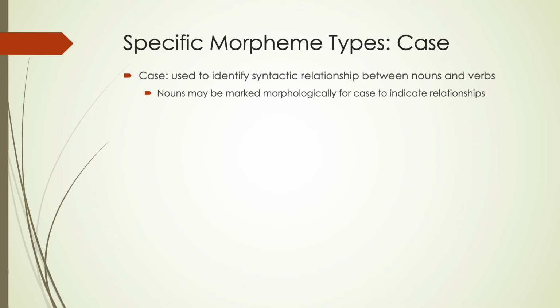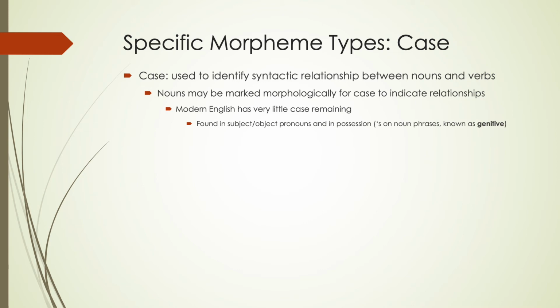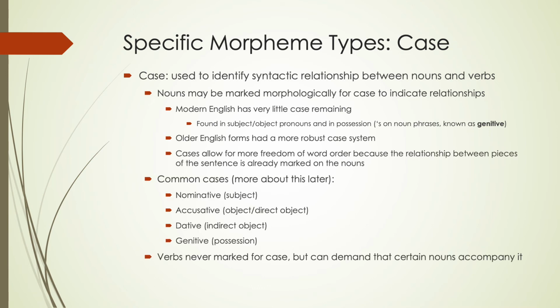We have very, very little of this left in modern day English. Really the only things that we see are in subject and object pronouns, so he versus him. He would be a subject pronoun, him would be the object pronoun, so we use different pronouns in subject or object position. And things like possession, so that apostrophe S is a possession marker that stems from our case system. This is known as a genitive case to show possession. So we see a little bit of this left in modern English, but not very much. Older forms of English had a much more robust case system that we'll see as we start looking through those different areas.